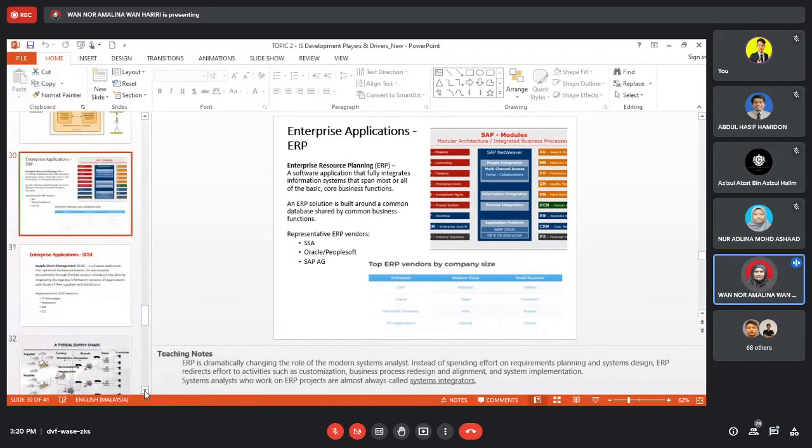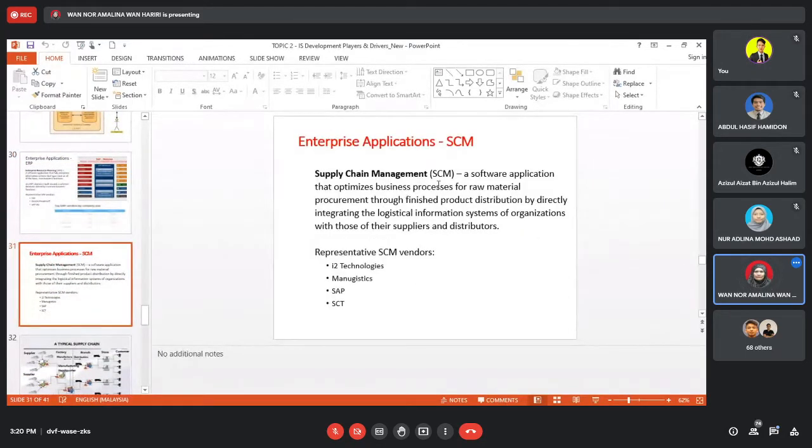For supply chain management, okay, this is a software application that optimizes business processes for raw material procurement through finished product distribution by directly integrating the logistical information systems of organizations. So who are the players of supply chain management? Again, SAP is everywhere. SAP juga menghasilkan supply chain management application.